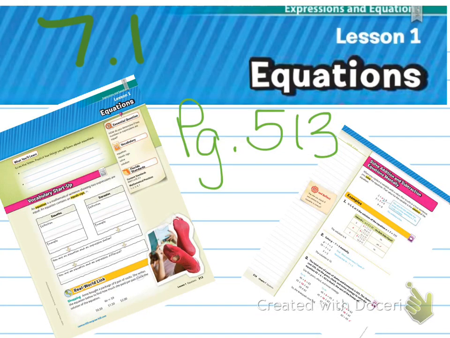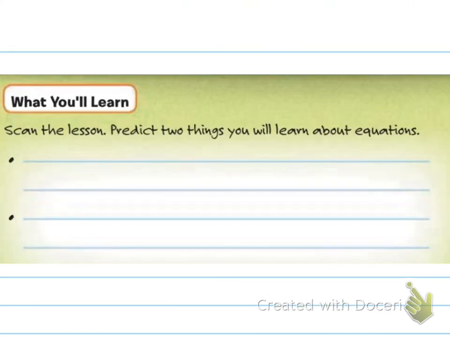All right, we're looking at Lesson 1 in Chapter 7, 7.1 Equations, which starts on page 513. The first thing I'd like you to do is scan through the lesson and predict 2 things that you'll learn about equations. So go ahead and pause the video now and scan through the pages and find 2 things that you're going to learn about equations.